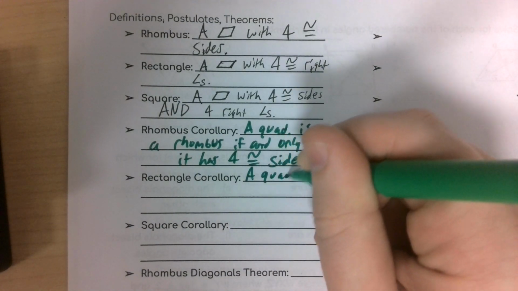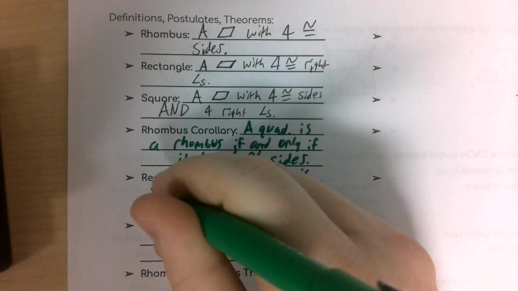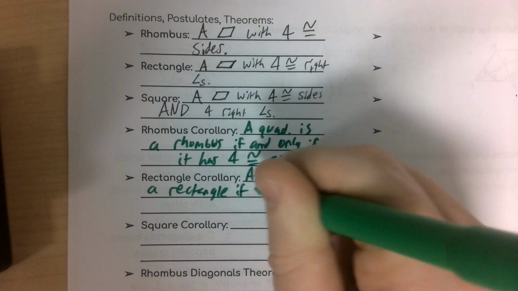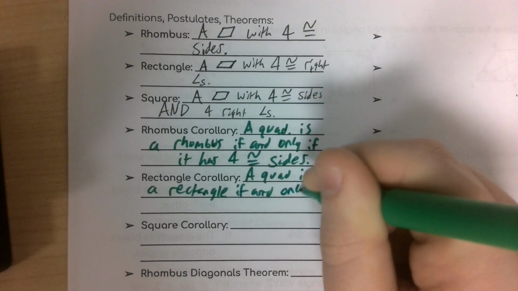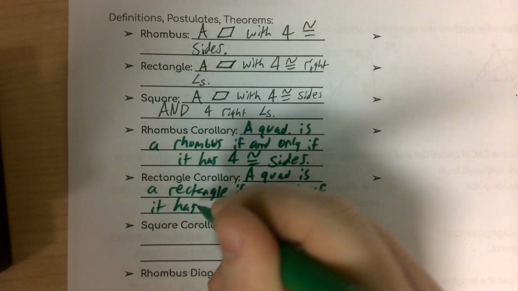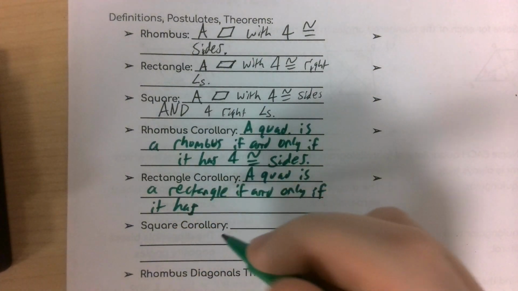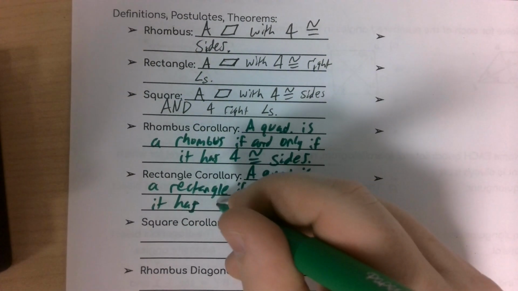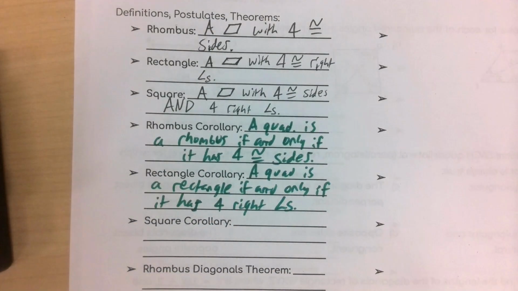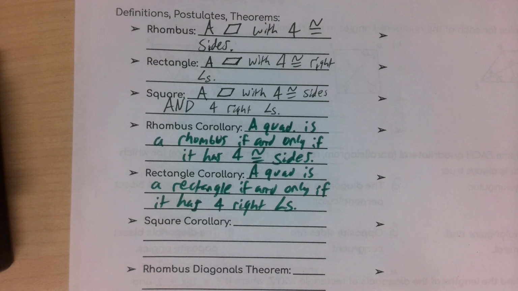You can probably predict the next one, but a quadrilateral is a rectangle if and only if it has 4 right angles. So any shape you see that has 4 right angles is a type of rectangle. Even squares are a type of rectangle.